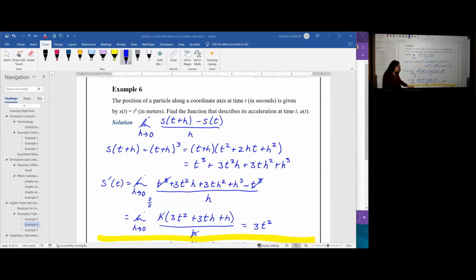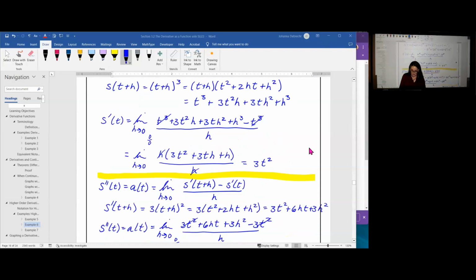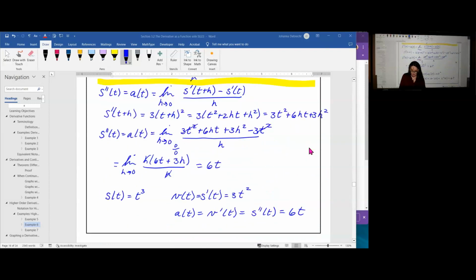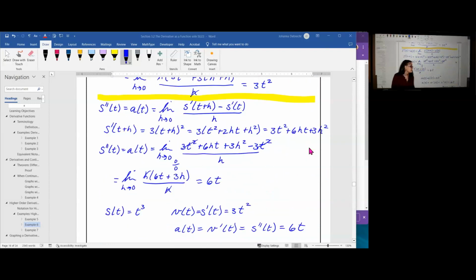The next thing to do is to factor out this single factor of h and cancel it. Now when I substitute 0 for h, I get 3t squared as the first derivative of position. This is the velocity function, v of t. To find the acceleration, I need to apply the derivative to the velocity function, or the first derivative of position.